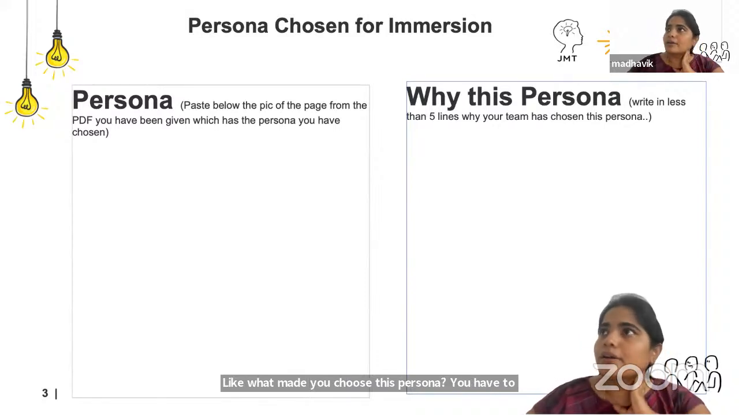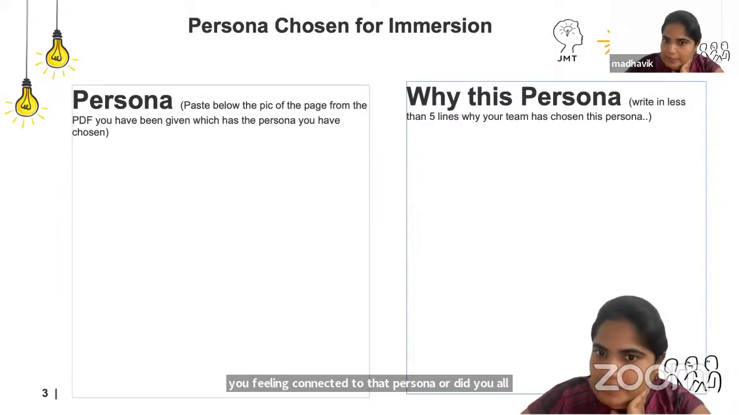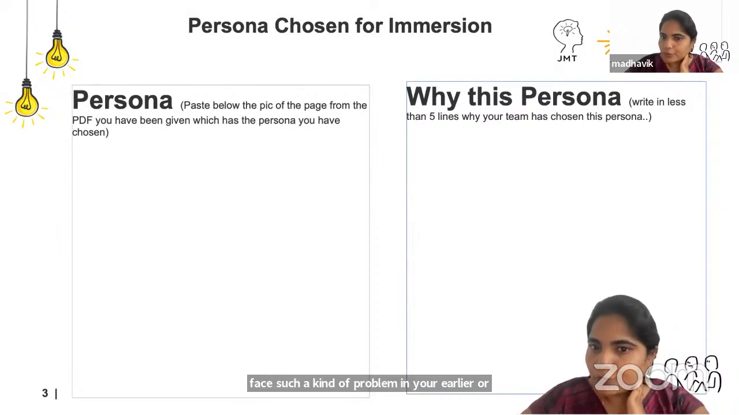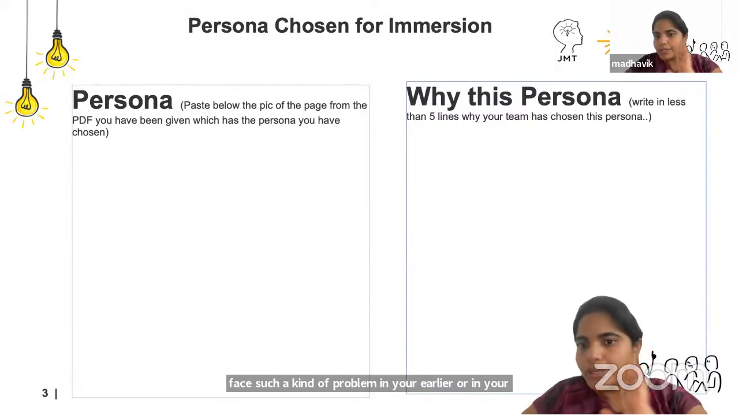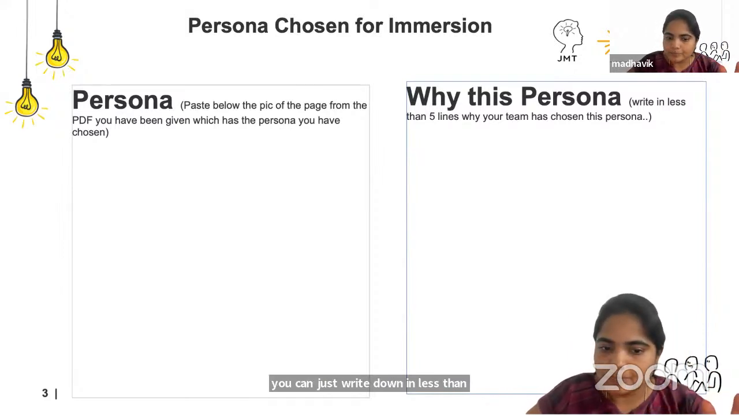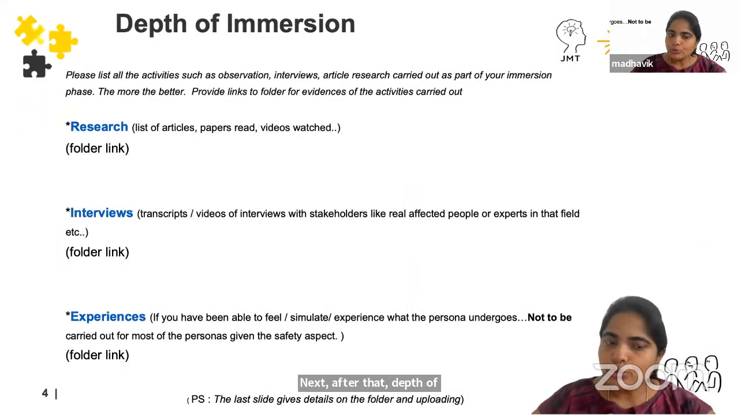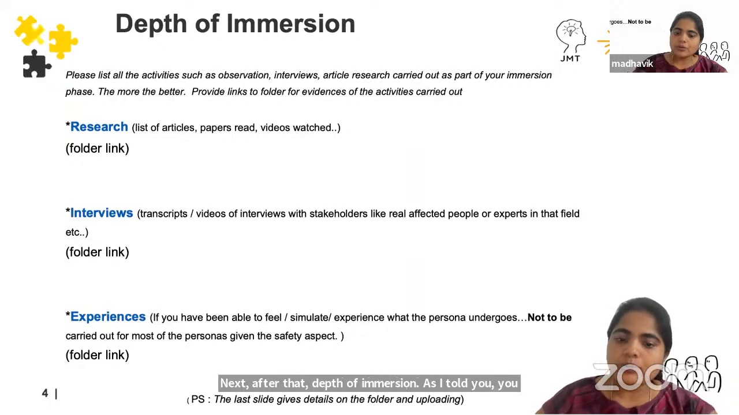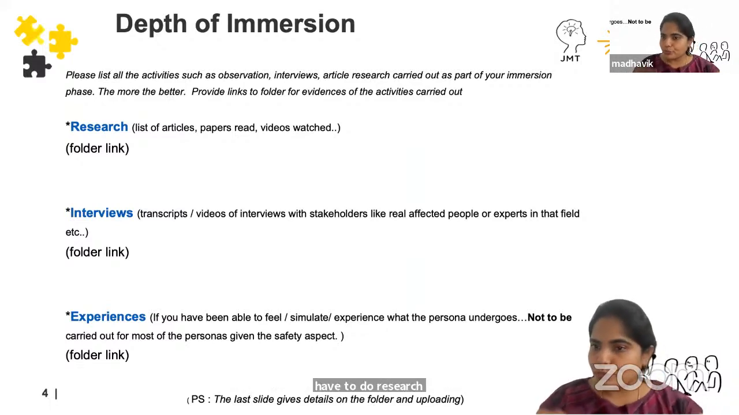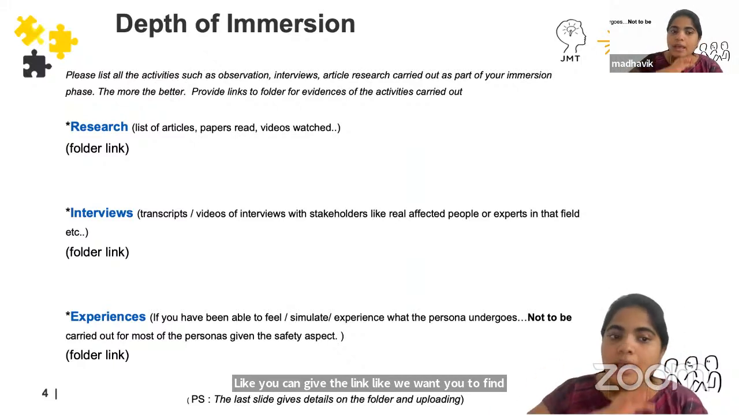Were you feeling connected to that persona, or did you face such a problem earlier, or did somebody in your family face such a problem? You can just write in less than 5 lines why you chose that persona. Next, depth of immersion. As I told you, you have to do research. We want you to find articles, papers, or videos, whatever you have watched.